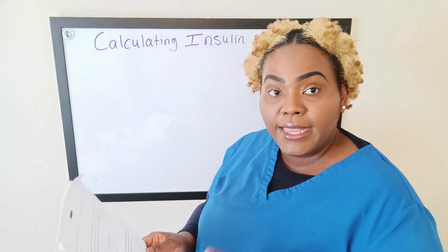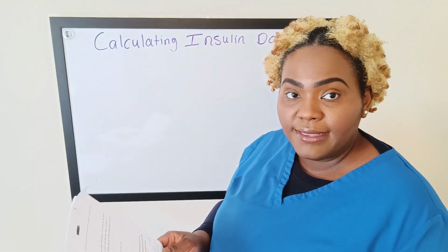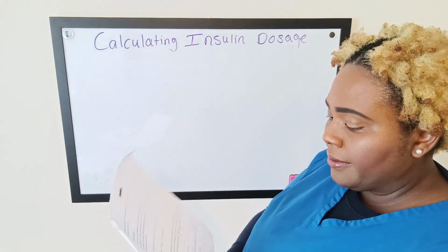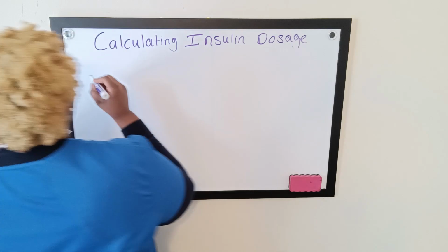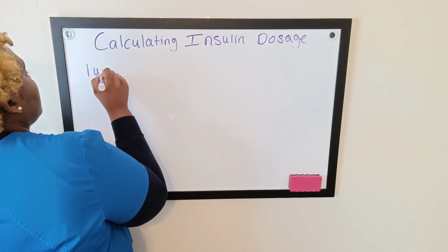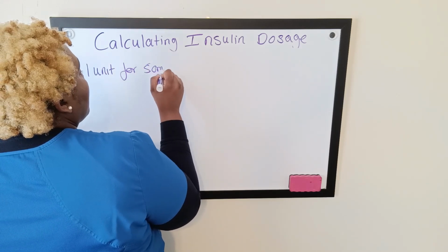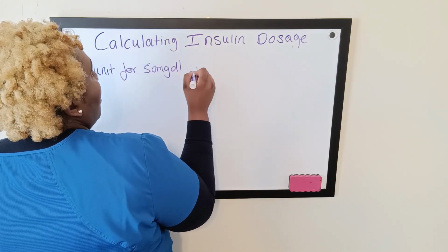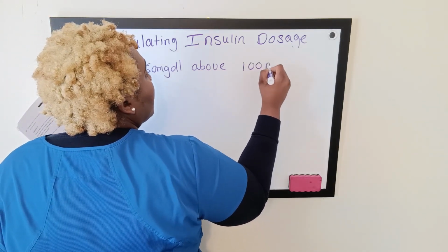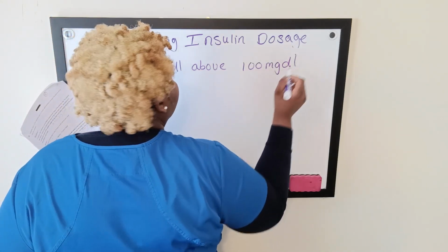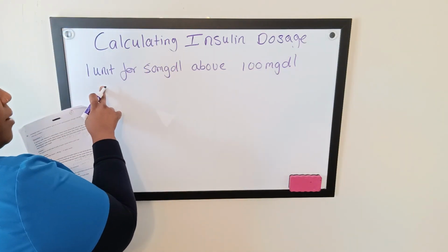We have to break it down to get the information required to work out the dosage the patient is required to get. All right. So first, to begin, what is our correction factor? Our correction factor, we're given 1 unit for 50 mg/dL above 100 mg/dL. So for every 50, we give 1 unit. Okay?